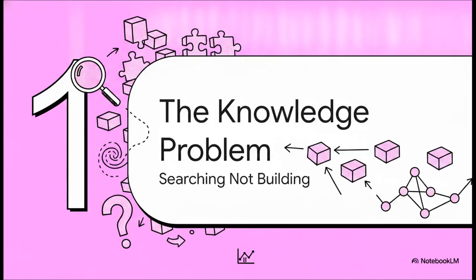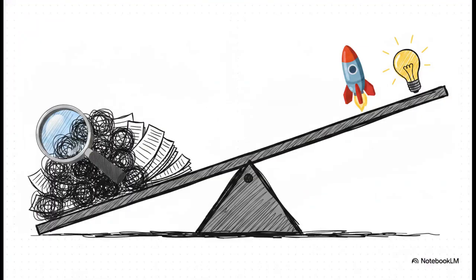Section 1. The product knowledge problem. Searching instead of building. So the crucial point here is that there is a massive, costly imbalance in how we spend our time. On one side, you have all this time spent just finding information, and on the other, the time spent actually using it to make a decision. Traditional note-taking just completely fails product teams because it forces you to spend the vast majority of your energy hunting down context across like 10 different tabs. By the time you finally locate the insight, your mental energy is entirely drained, and the time you should have spent building and strategizing, yeah, that's completely gone.